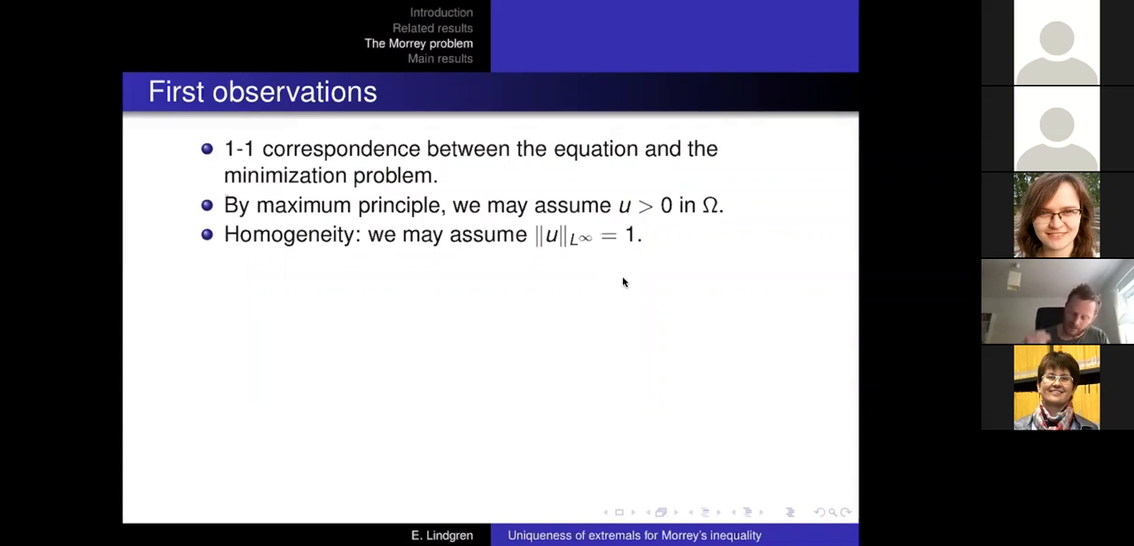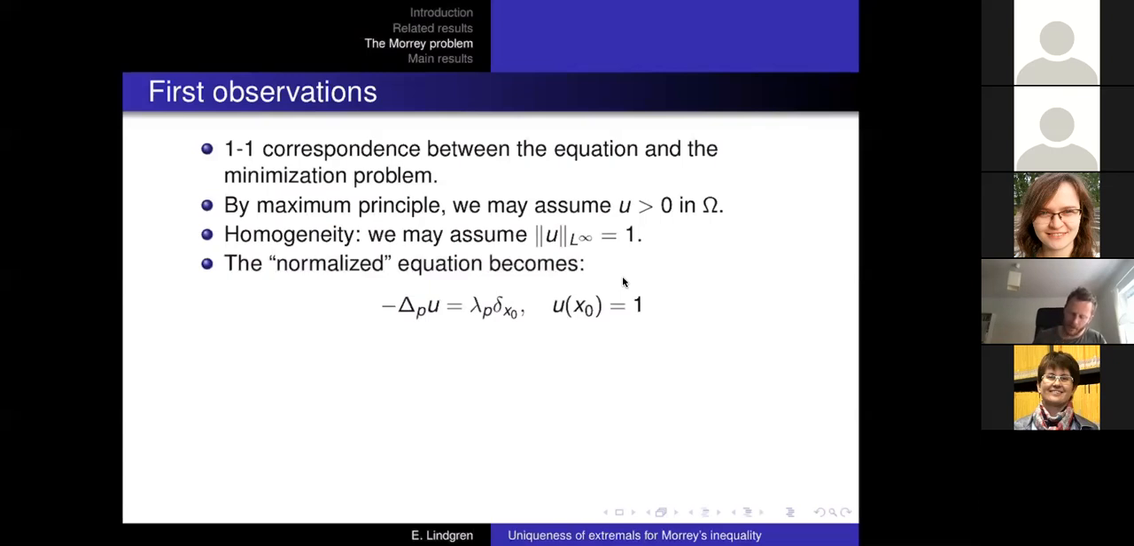And of course, like for all the other problems, we can rescale. So we may assume that the maximum value of u in this case is 1. Okay. So then we have a function which is 0 on the boundary, 1 at some specific point, and p-harmonic at all the other points.